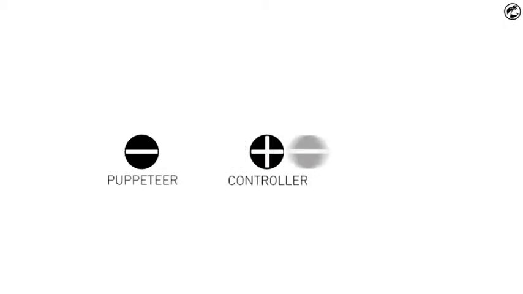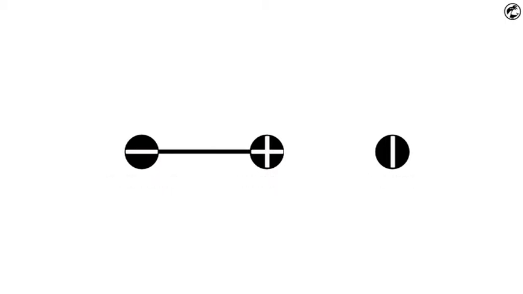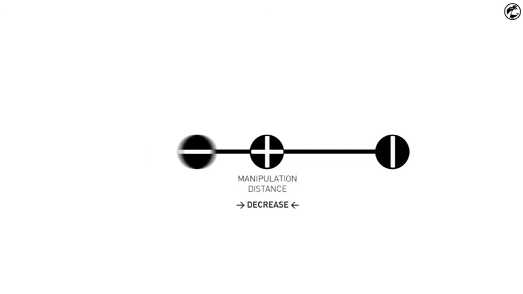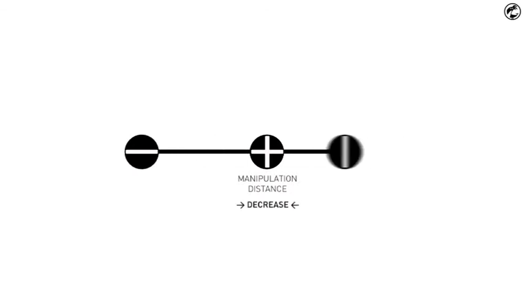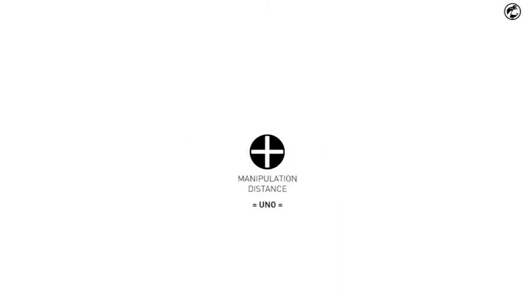The manipulation controller is the interface that connects the puppeteer to the puppet. The manipulation methods are relevant to achieve believable animation, determining the distance between the puppet and the puppeteer, which relies on the way they are connected. Distance increases with complex and indirect manipulation, and decreases with direct manipulation. Puppet and puppeteer become one when there is no distance between them.